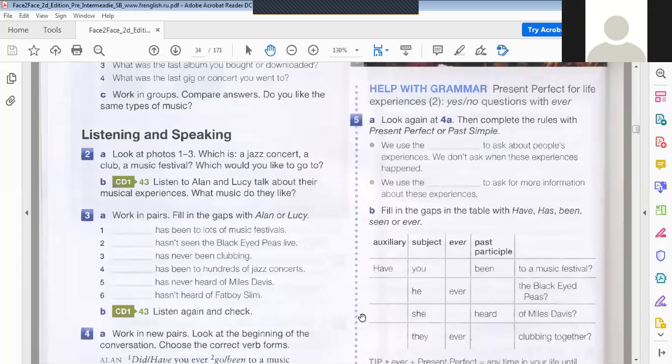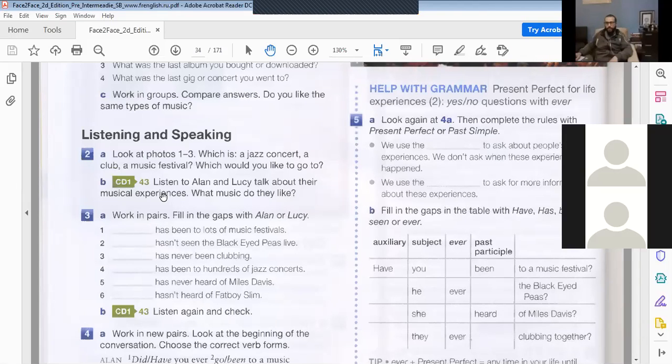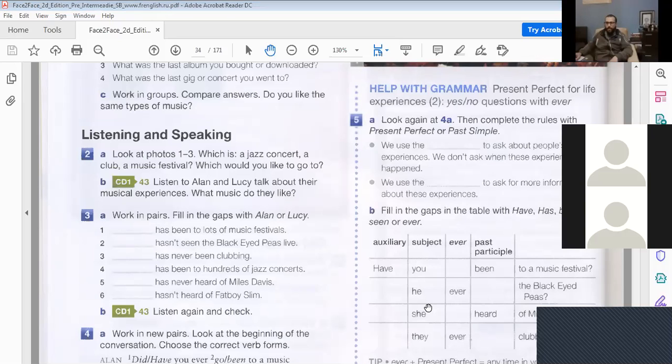Can you hear it now? Have you ever been to a music festival, Lucy? Yes, I have. I've been to lots, actually. The last one I went to was in Denmark. Oh, right. Who did you see there? I saw REM and the Black Eyed Peas. They were brilliant. Have you ever seen them live? No.